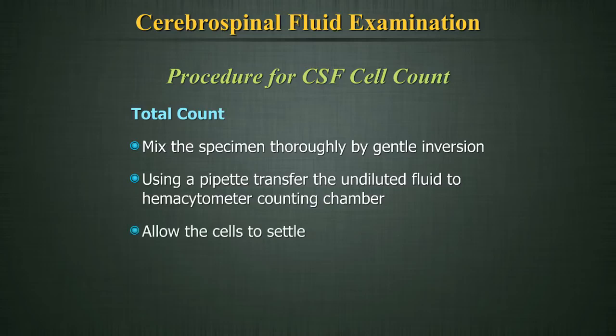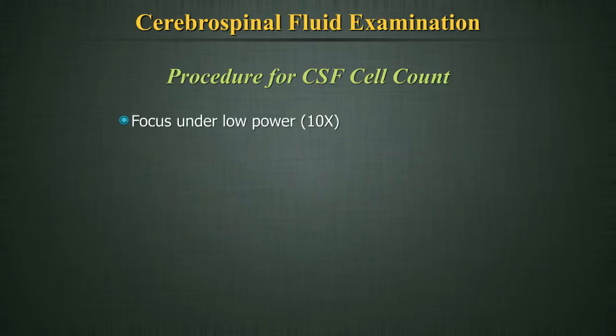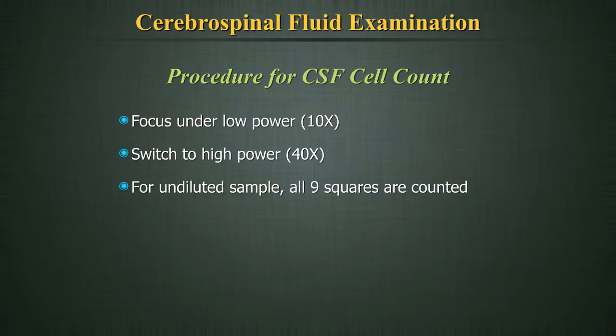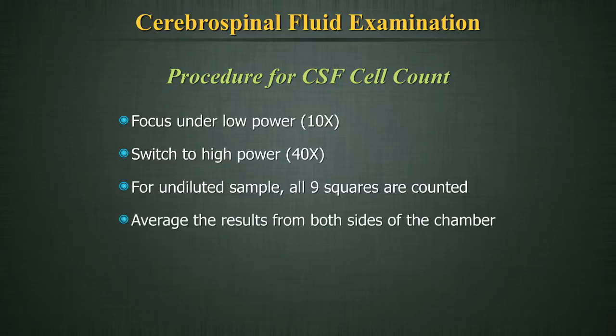Allow the cells to settle. Focus under low power and adjust condenser and diaphragm for maximum visualization. Switch to high power or 40x. Adjust if necessary. And for an undiluted sample, usually all 9 squares are counted. Average the results from both sides of the chamber. Note: the necessity to dilute the CSF and the number of squares counted depends upon the cellularity of the specimen. Adjustments in the procedure should be made accordingly.